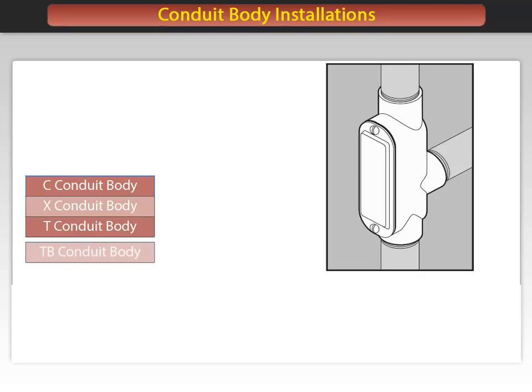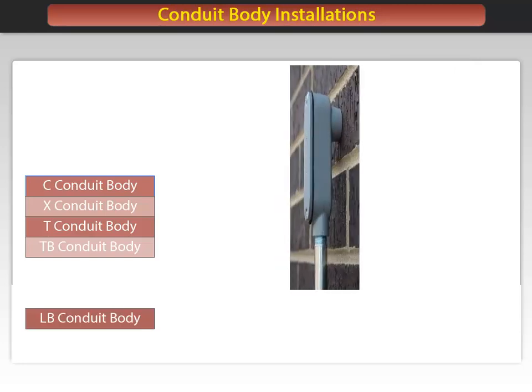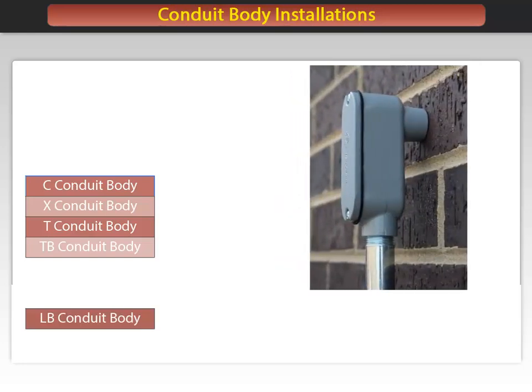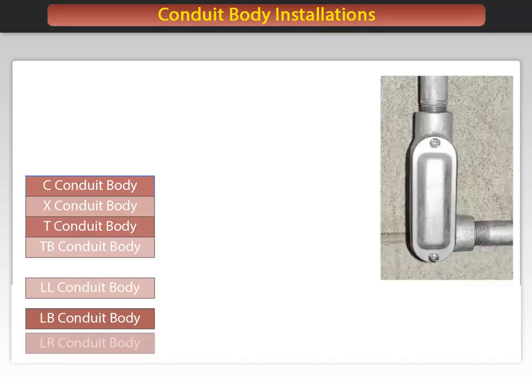Now the TB conduit body also connects 3 different runs, except the exit is from the back, as seen in this image. LB is an elbow that exits from the back. This is common for taking a run and transitioning through a wall. LL bodies are elbows that change the direction of the run and turn to the left. LR bodies are the same, except they change the direction of the run to the right.